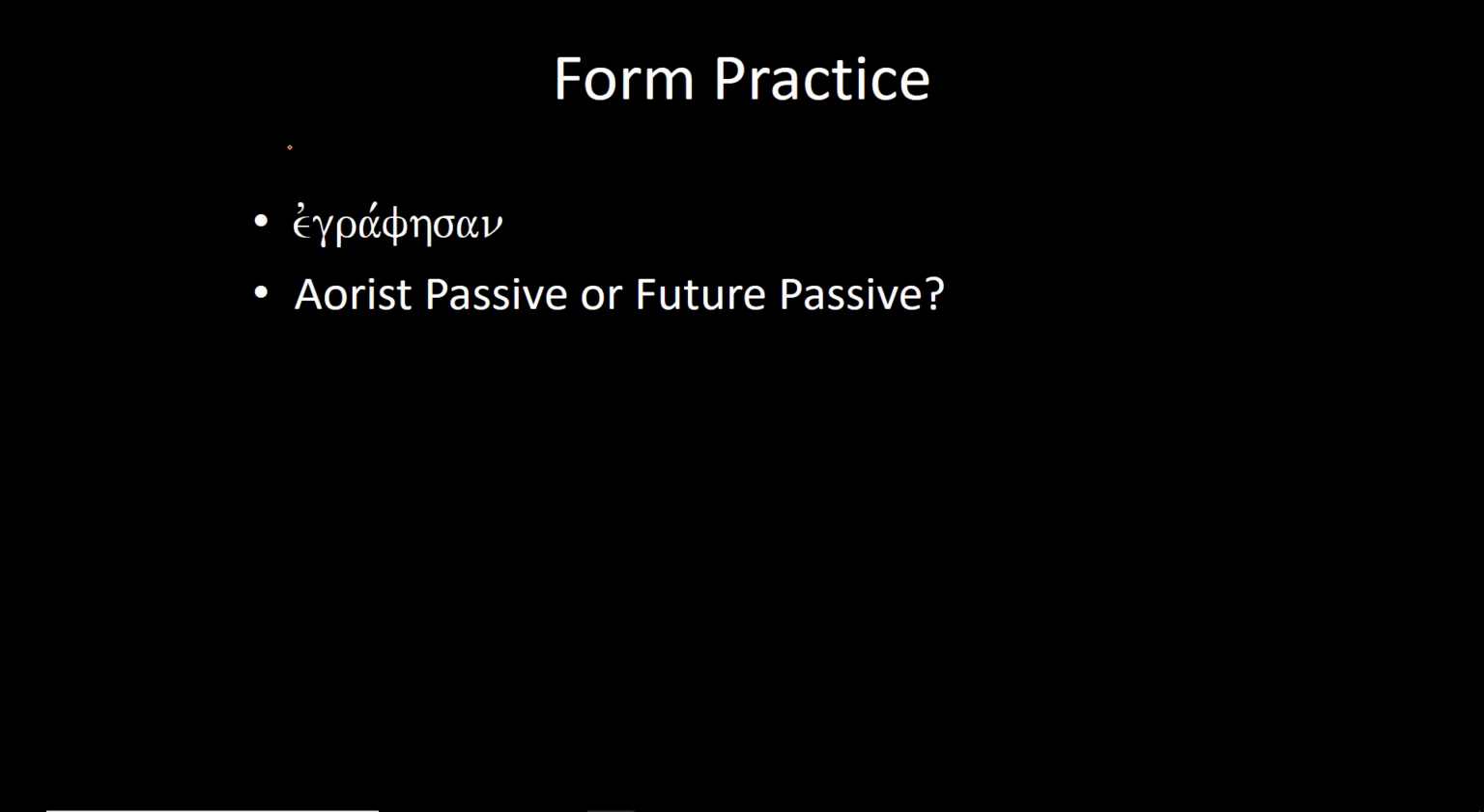Agraphēson. We don't have theta eta, we just have eta. This is going to be one of these second forms, either second aorist passive or second future passive. We do have an augment at the front, so augment plus the eta, that's going to be aorist passive.